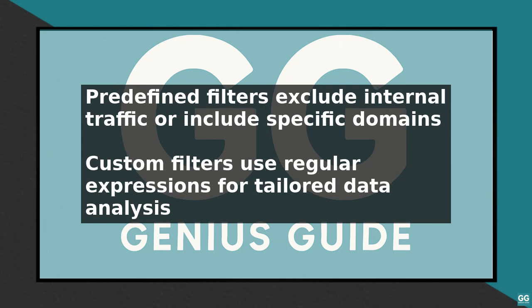There are two main types of filters in Google Analytics: predefined and custom filters. Predefined filters are pre-built filters that Google Analytics provides, such as excluding internal traffic or including only specific domains. Custom filters, on the other hand, allow you to create filters tailored to your specific needs, using regular expressions or exact matches.